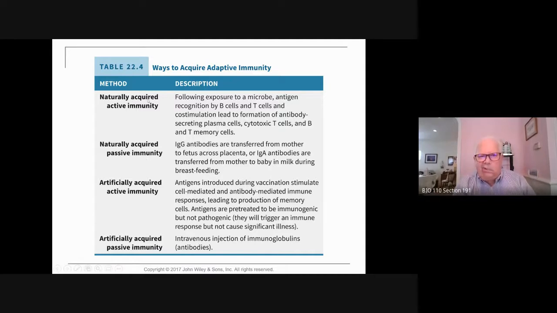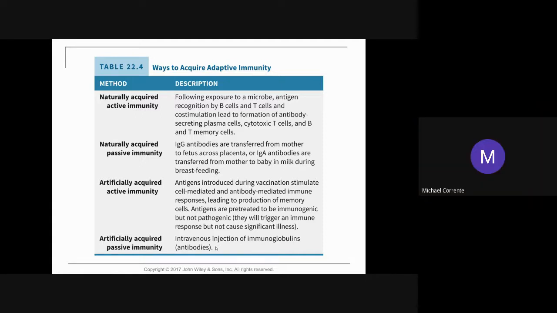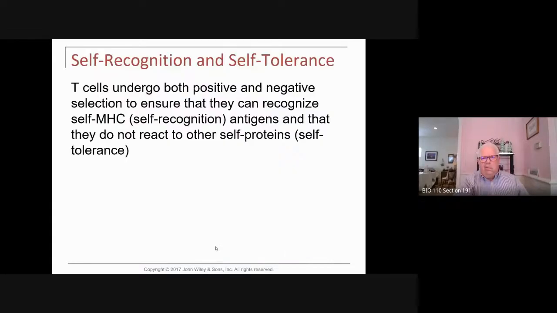So natural acquired active immunity is you have the disease. Naturally acquired passive immunity is you get it from your mother. Artificially acquired active immunity is you get the vaccination. And artificially acquired passive is you get the antibodies. Any questions on that? Nope, all good, Professor. Good, good.